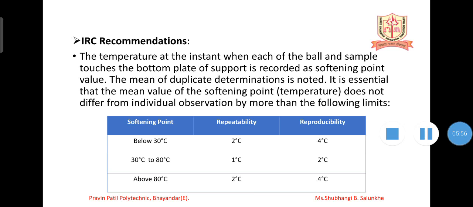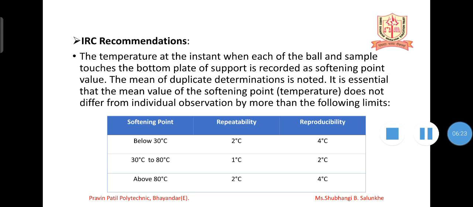Then, according to the IRC recommendation, they have given us some limits for the softening point test, and also the guidance. So let me see what the limits and guidance given by IRC are. The temperature at the instant when each of the ball and the sample touches the bottom plate of the support is recorded as the softening point value. The mean of the duplicate determination is noted.